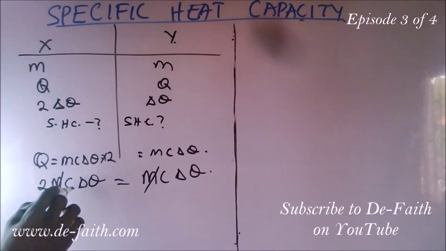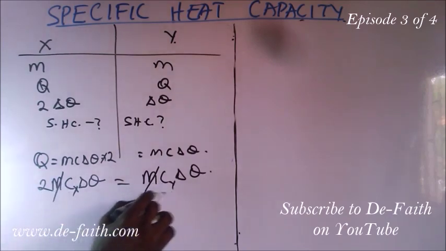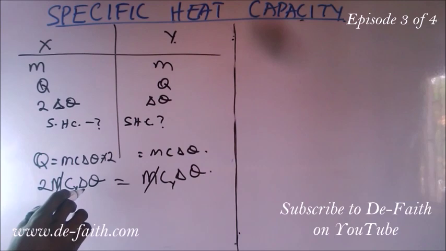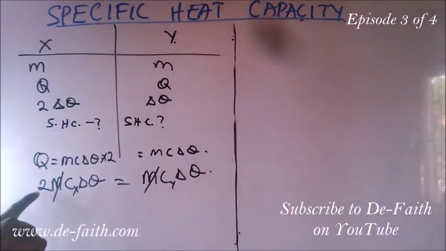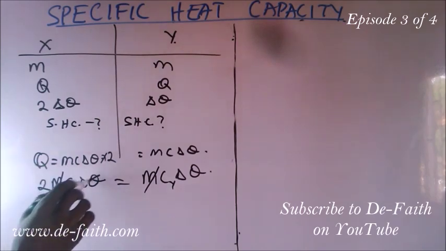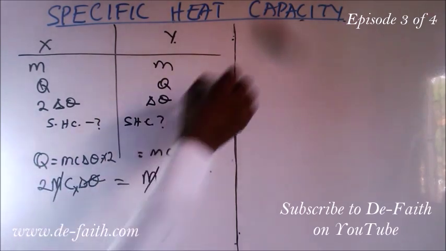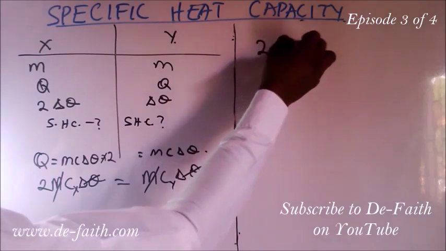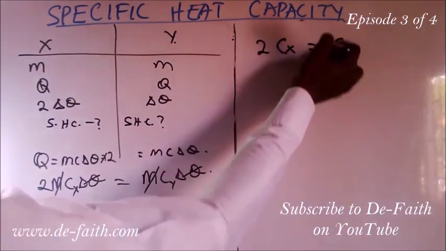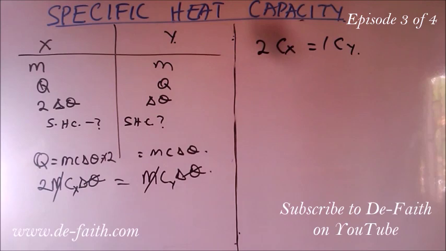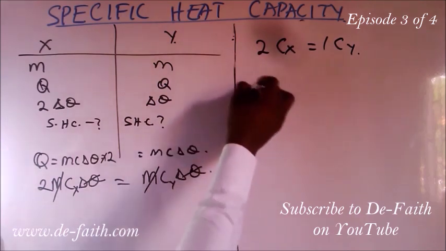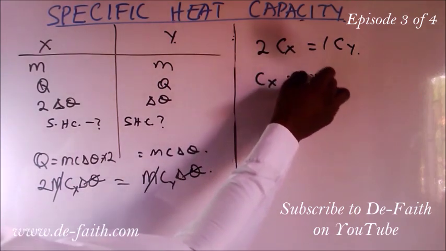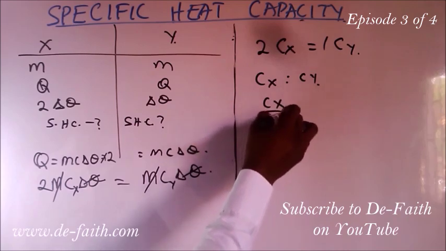The specific heat capacity of X is different from the specific heat capacity of Y. Then we have that our temperature here, delta theta and delta theta, will be the same, only that this is times 2. So this can cancel out. We are left with 2Cx equal to Cy. We can put 1 here. So we are asked to look for the ratio of specific heat capacity of X to that of Y. So we are looking for Cx ratio Cy or Cx over Cy.